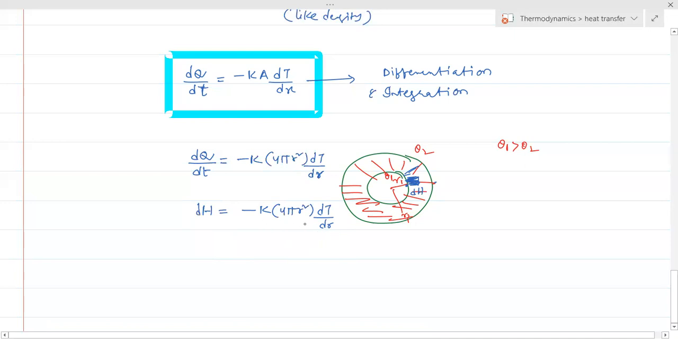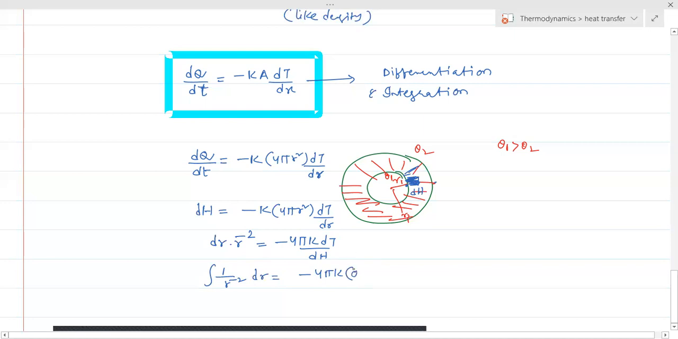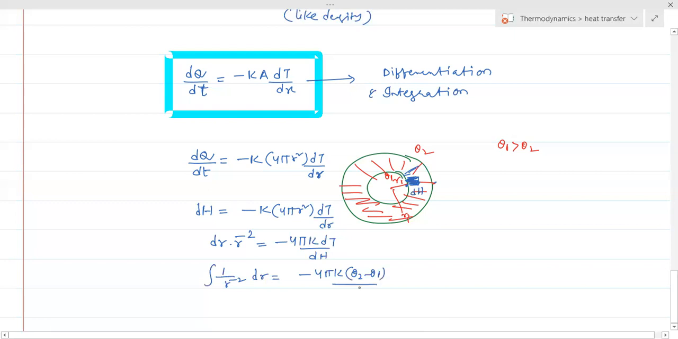We will consider that dr into r power minus 2 is equal to minus 4 pi k into dt by dh. So actually we need h. So integral of 1 by r power minus 2 into dr is equivalent to minus 4 pi k. This dt is a constant, so there is no need of worrying about this. This is theta 2 minus theta 1 by dh.